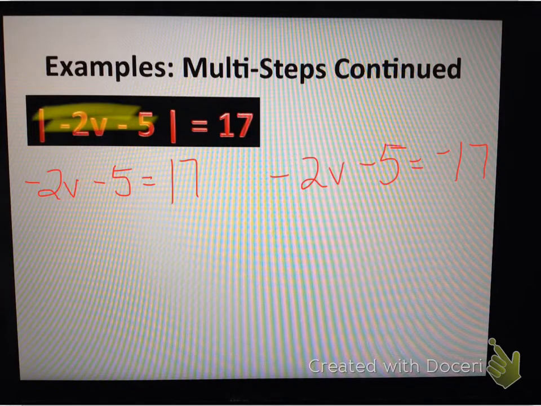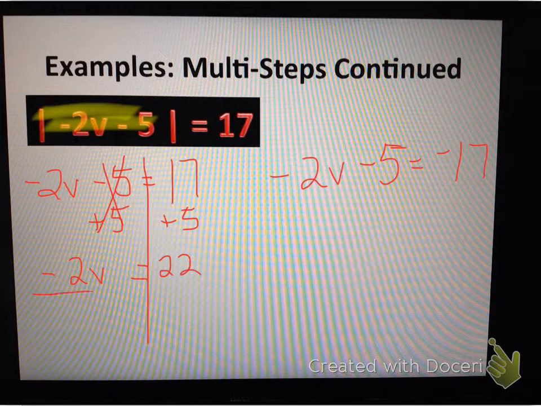We go through our steps for solving equations. We add 5 to both sides first. Canceling out our 5's, we're left with negative 2v is equal to a positive 22. Divide by negative 2 on both sides, and we get v is equal to a negative 11.